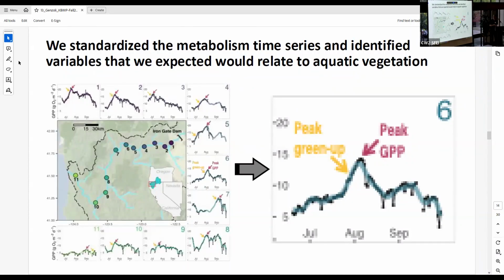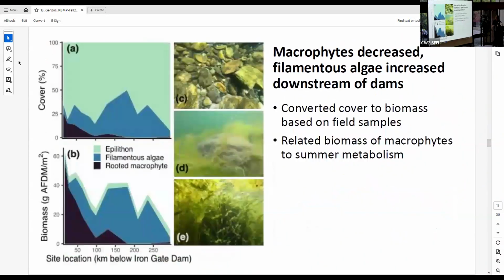Okay, so we standardized the metabolism time series. And when I say standardize, I essentially fit a curve to it to be able to more objectively identify peaks in metabolism. So what the maximum rate of gross primary productivity was in the summer, what the fastest rate of green up was, when those important times in the growth cycle occurred. I also looked at variability in the time series and just the overall mean of productivity throughout the season. And we did this for about 100 days at 11 sites.